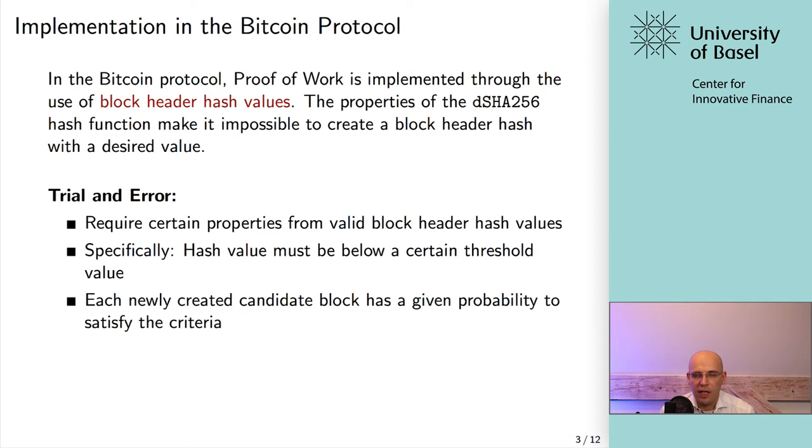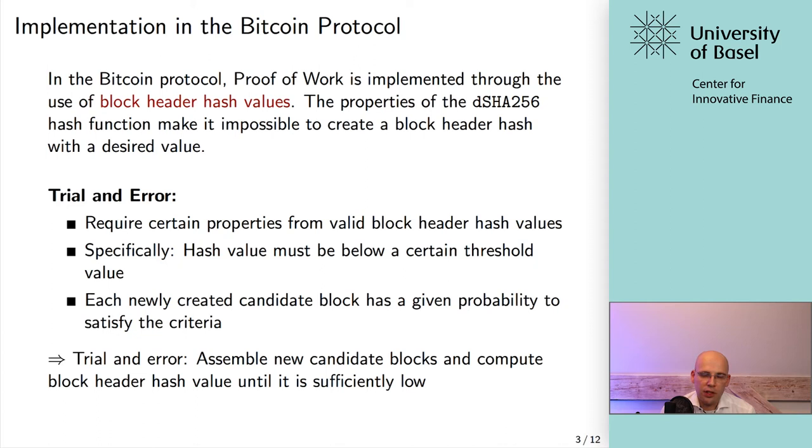So what you're doing in this trial and error approach is you're just assembling new candidate blocks, you're computing the hash value, you're looking if you have a valid solution, you're looking if your hash value is below the threshold value. If yes, then you're good. If no, then you're assembling a new candidate block and you're recomputing the hash value on the basis of this new candidate block.